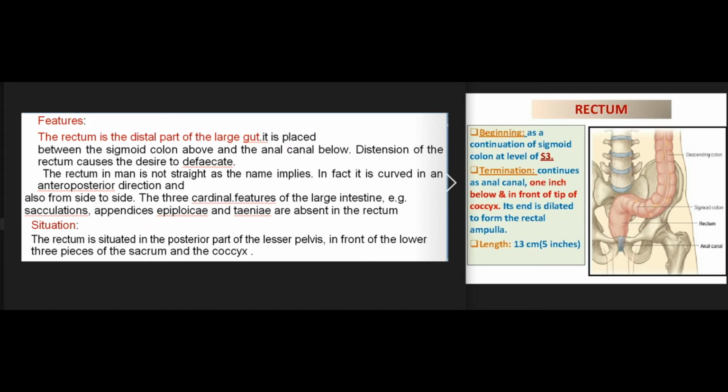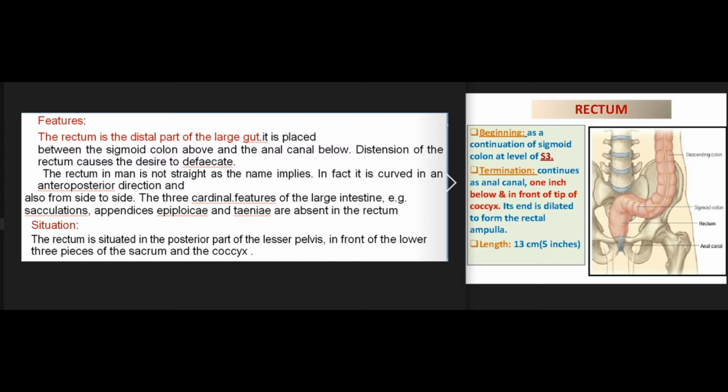Features. The rectum is the distal part of the large gut. It is placed between the sigmoid colon above and the anal canal below. Distension of the rectum causes the desire to defecate. The rectum in man is not straight as the name implies. In fact, it is curved in an anteroposterior direction and also from side to side.